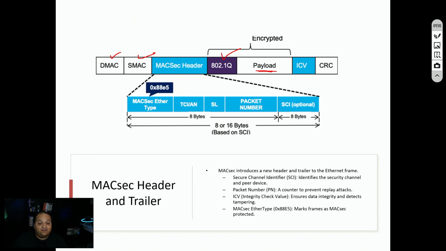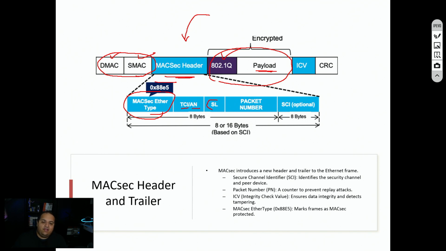But then MACSec is going to add a new header that is going to be in between the MAC addresses and the payload of the frame. This MACSec header is going to have multiple fields. So we have the EtherType, that for MACSec is going to be the hexadecimal number 88E5. Then we have the TCI, this is the TAG Control Information, and the association number. So this is basically going to give some metadata about this MACSec frame.